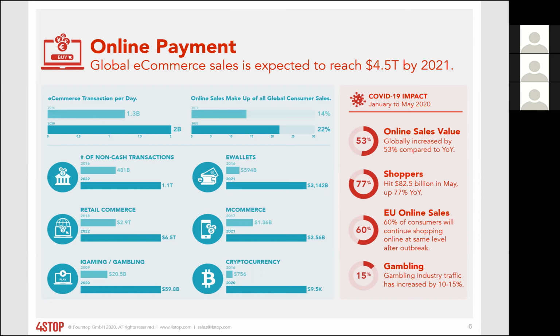A very important statistic or figure is that around 60% of consumers will continue to shop this way, at least in the EU, and I would expect globally that figure to be similar. So after the outbreak dies down, you will have around 60% of those people continuing to shop in the way and in the habits they've established over the lockdown period. Next slide, please, Ingo.